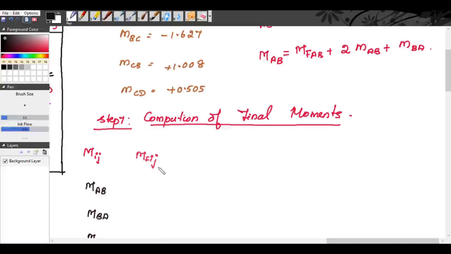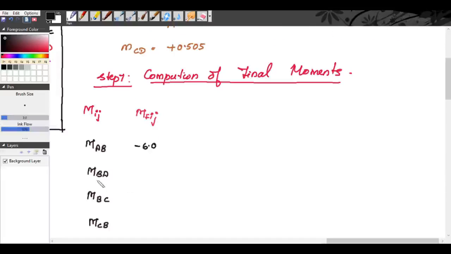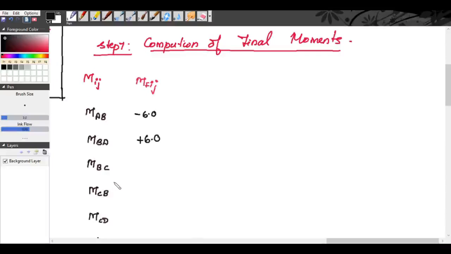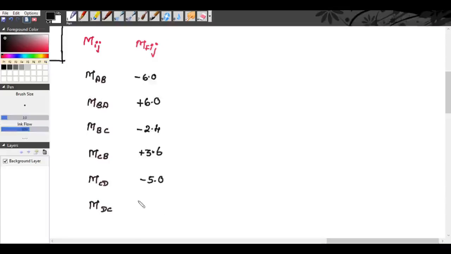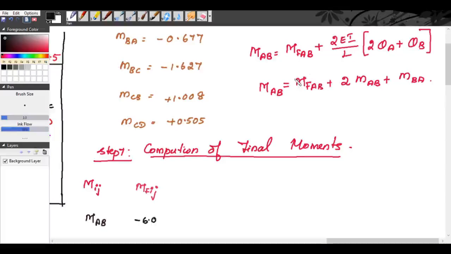So the fixed end moments are MFAB, which we have calculated in our first step as minus 6 kilonewton meter. MFBA is plus 6 kilonewton meter. MFBC is minus 2.4 kilonewton meter. MFCB is plus 3.6 kilonewton meter. MFCD is minus 5 kilonewton meter. And MFDC is plus 5 kilonewton meter. So this is over.